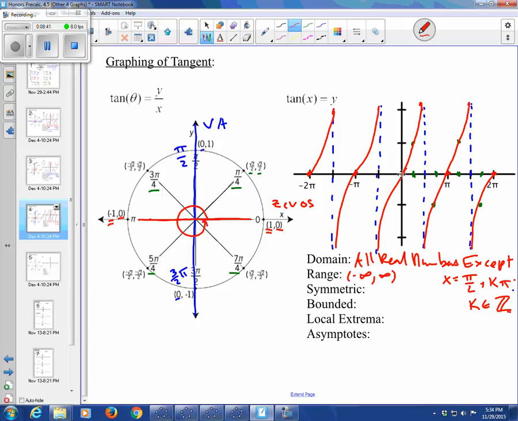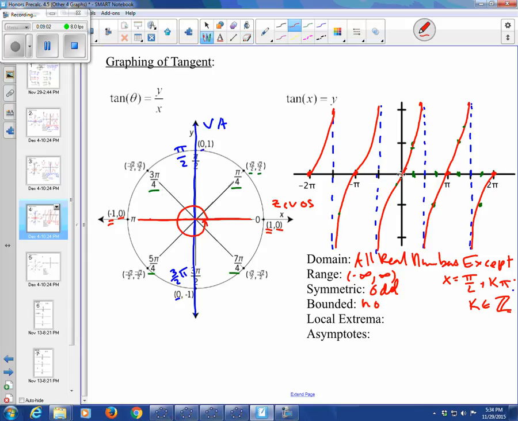Right here, we can see that we are symmetric with respect to the origin. We are reflecting points across the origin here. And so we would say that we are odd. We are definitely unbounded because our function values go down to negative infinity and up to positive infinity. So are we bounded? We'll just say no.